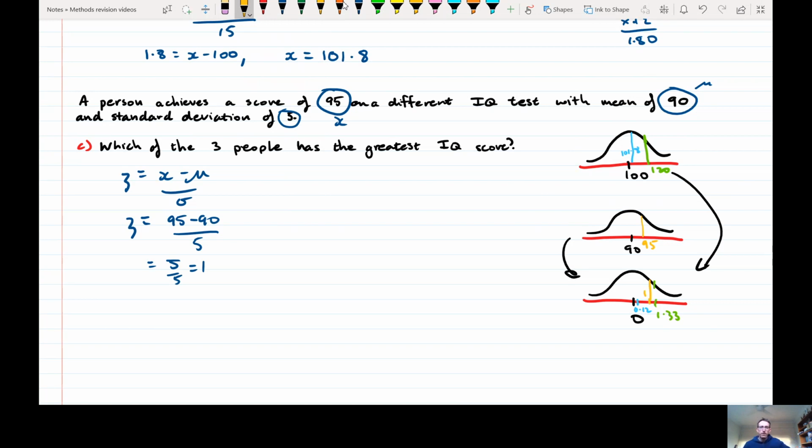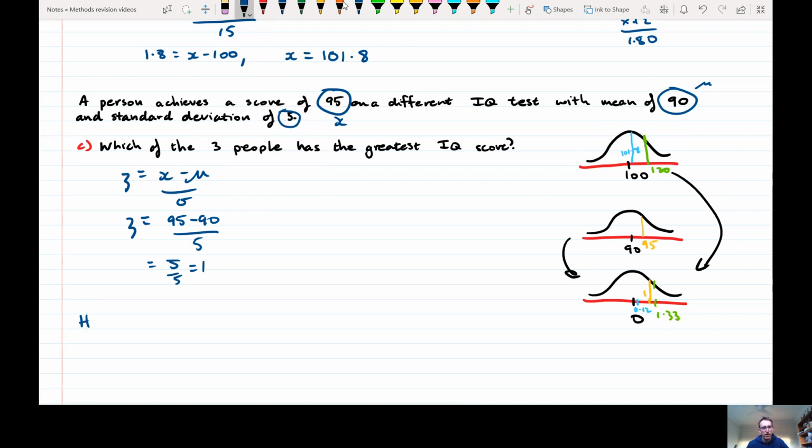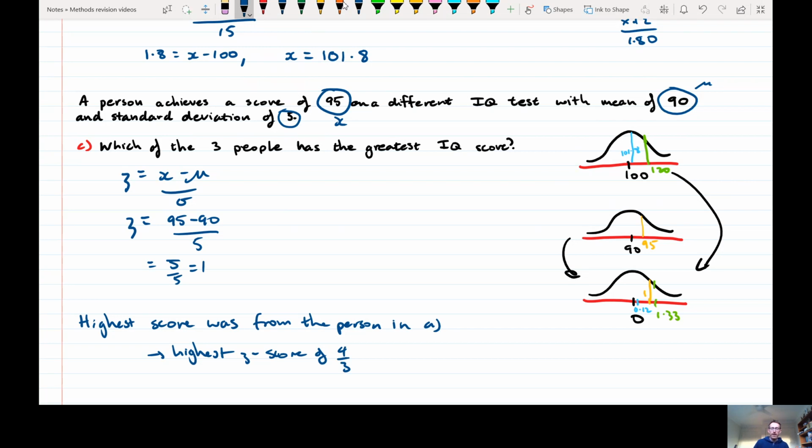A score of 1. So the question then is, who had the highest IQ score? Well, the highest IQ score was from the person in A. They had the highest Z score of 1.33, or 4/3. And that is how you use a standard normal to convert between different distributions and compare them.